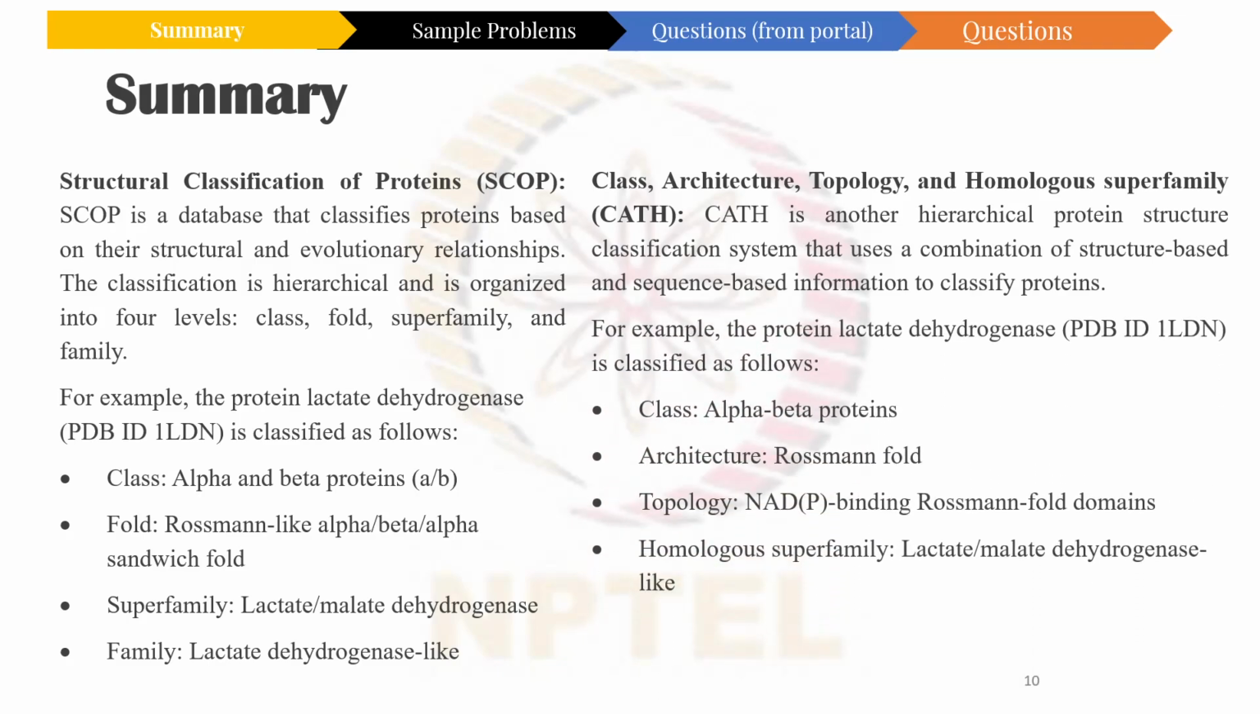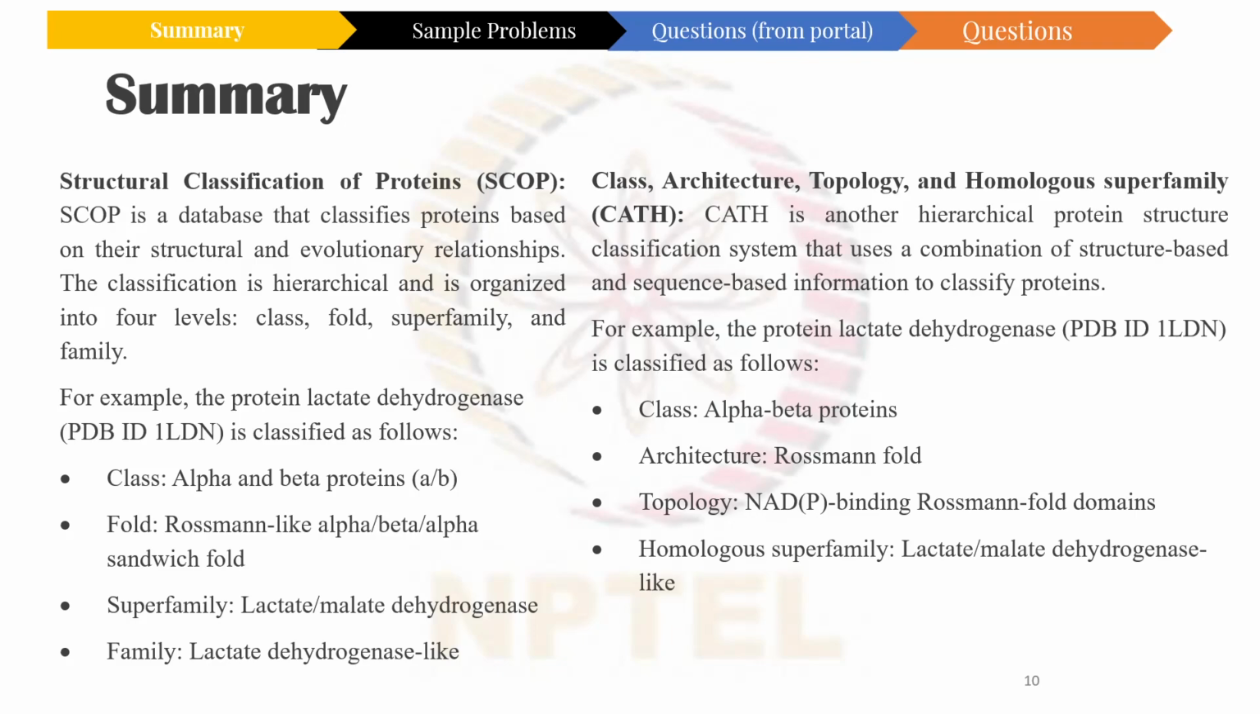Similarly, the protein lactate dehydrogenase with the same PDB ID is classified as follows: the class is alpha beta proteins and the architecture is Rossmann fold. Topology is NAD binding Rossmann fold-like domain, and the homologous superfamily is lactate or malate dehydrogenase-like.